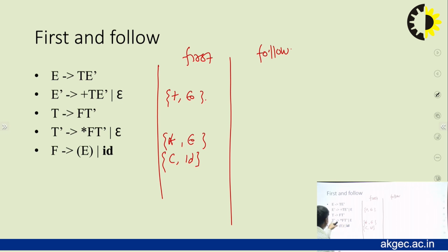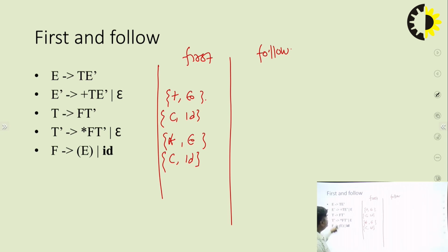We already computed the first of T dash. Then what is the first of T? The first of T is equal to the first of F, and first of F I have already computed, that is the open bracket and ID. Now we compute the first of E. What is the first of E? That is the first of T. And what is the first of T? Already computed, that is open bracket and ID. By this method, it is very easy to compute the first of any production rule.